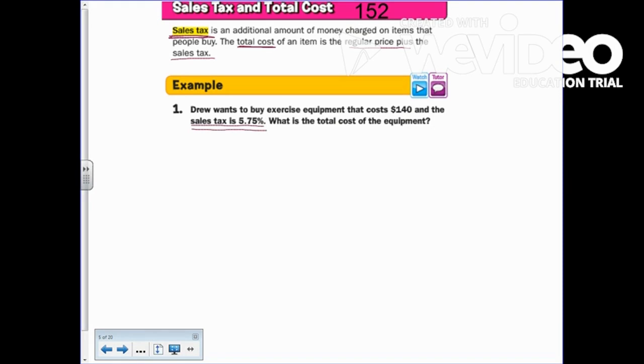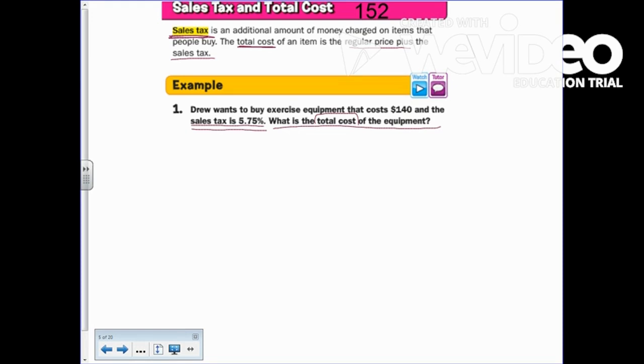In this problem, are we asked to find the tax or are we asked to find the total cost? We're asked to find the total cost. And this is going to be important because sometimes you're asked to find the tax, sometimes you're asked to find the total cost. And which way you do the problem is going to depend on that.